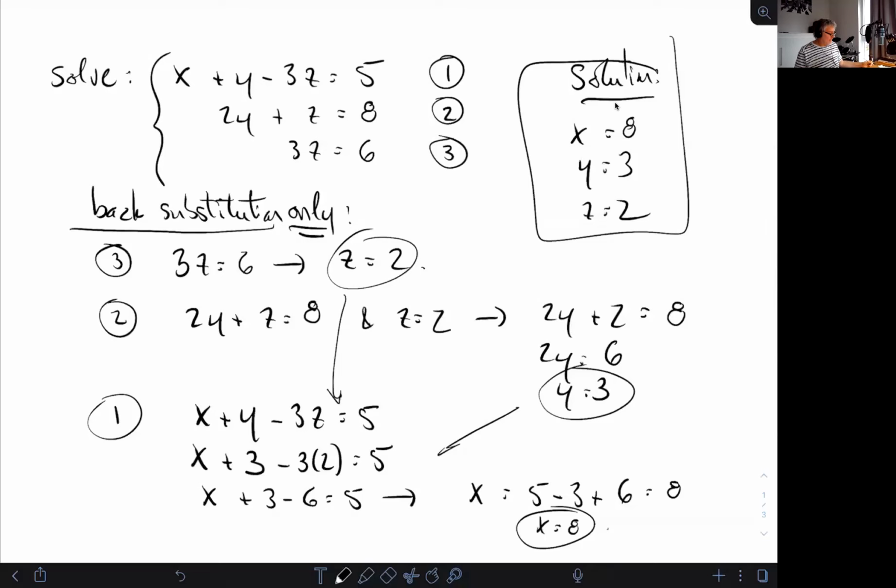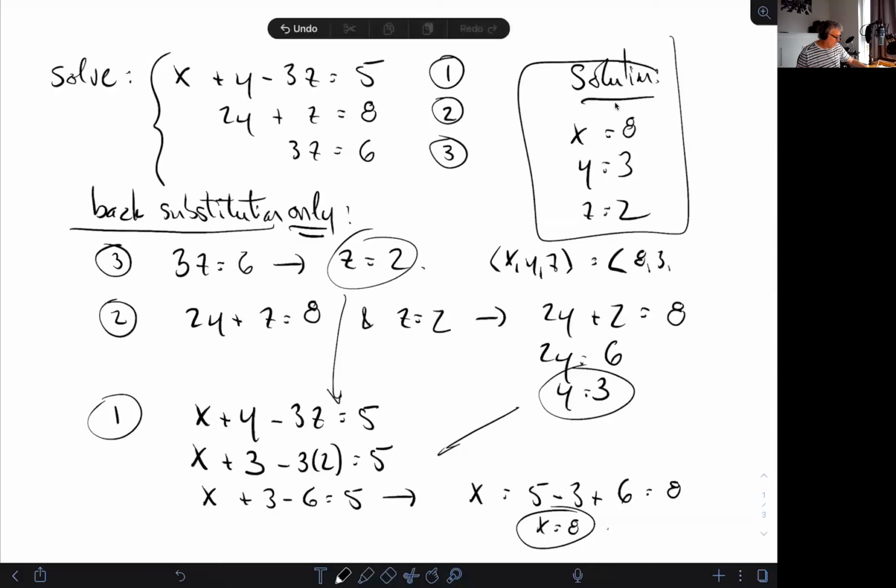I don't understand what I did. I'd have to go and look at the way the question is phrased, but they probably wanted it as a vector, right? So something like x, y, z equals 8, 3, 2. That's another way of writing it. It means the same thing. So of course, WebWorK expects it in some specific form.